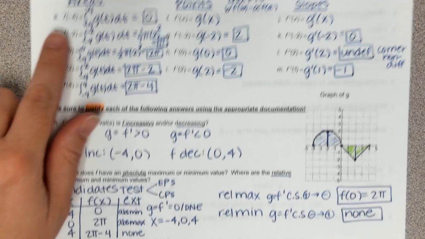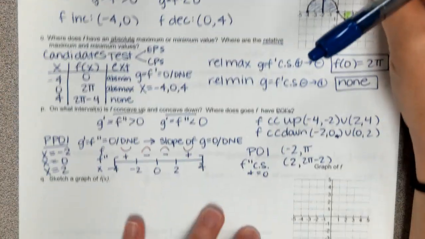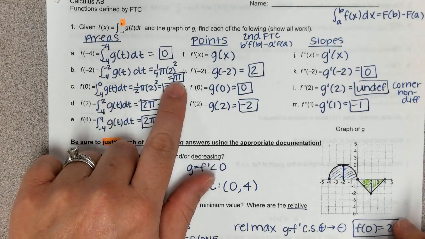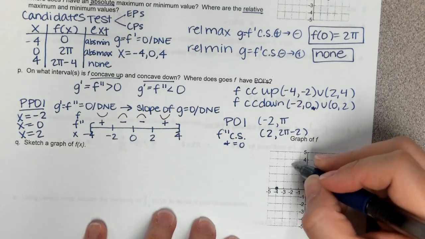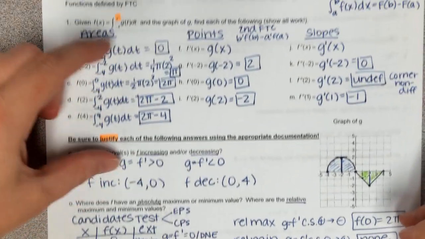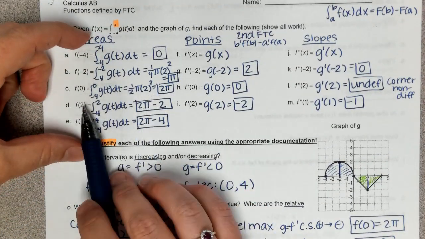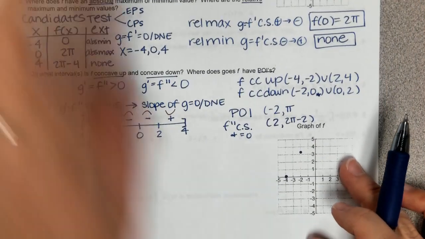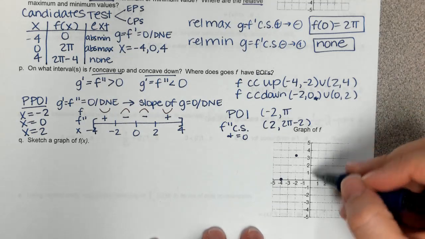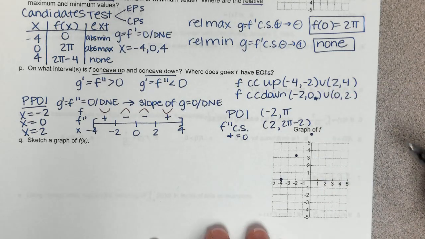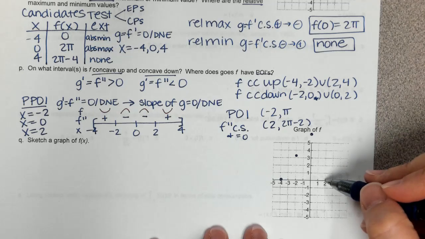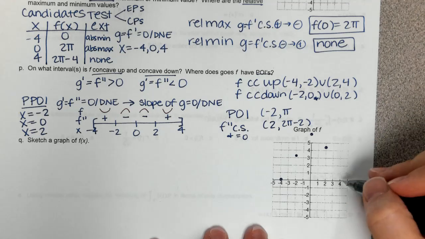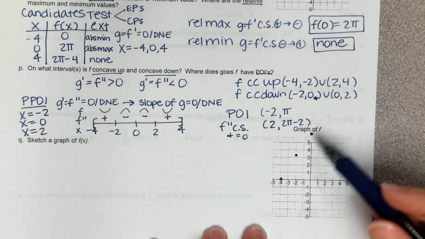Okay, so let's plot those points. -4, 0. I also have the point -2, pi. Pi is about 3.14. Again, I'm just plotting all these points. I have the point 0, 2 pi, then 2, 2 pi minus 2, and 4, 2 pi minus 4. And I'm plotting those all down here. So at 0, we had 2 pi, which is like 6.28. I'm sorry, that went off the graph. At 2, we have 2 pi minus 2, which is about 4.28. And at 4, we have 2 pi minus 4, which is about 2.28. Okay, so f has to pass through those three points.